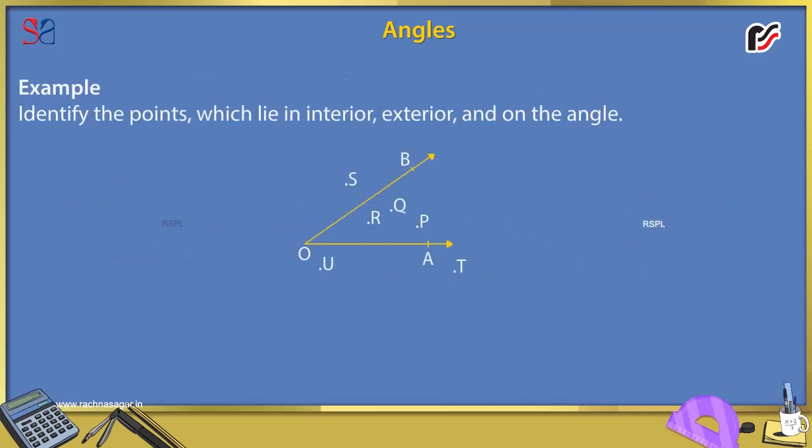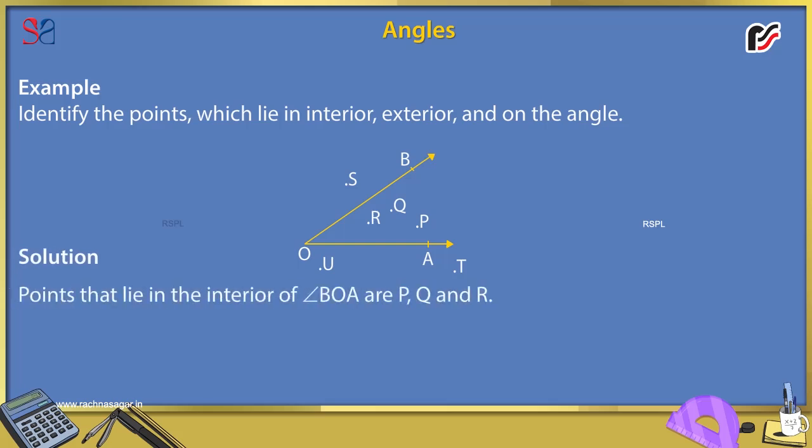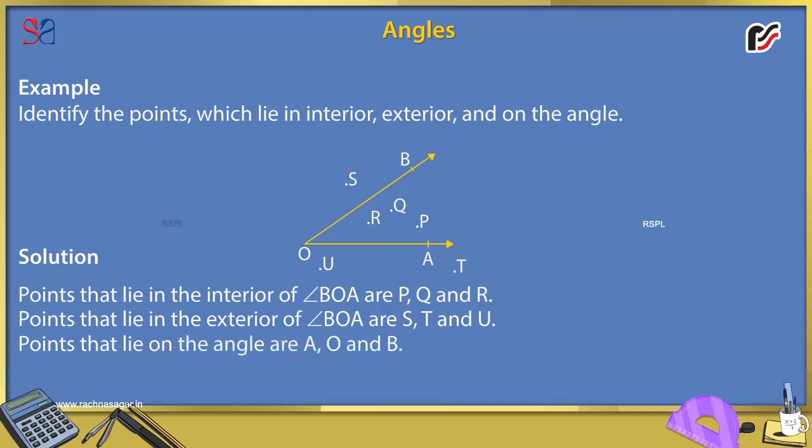Example: identify the points which lie in interior, exterior and on the angle. Solution: points that lie in the interior of angle BOA are P, Q and R. Points that lie in the exterior of angle BOA are S, T and U. Points that lie on the angle are A, O and B.